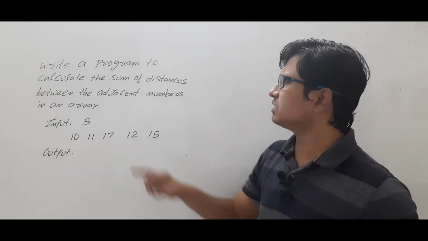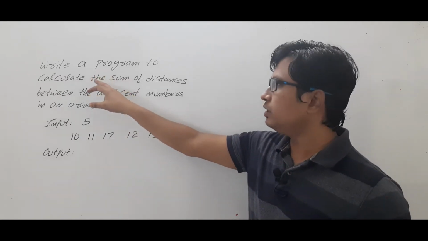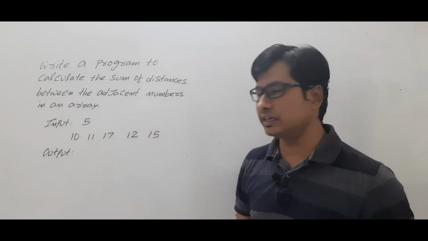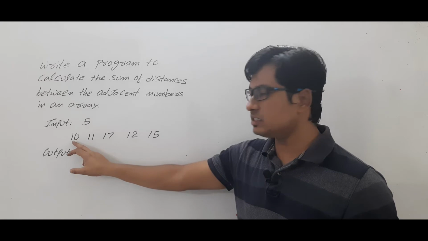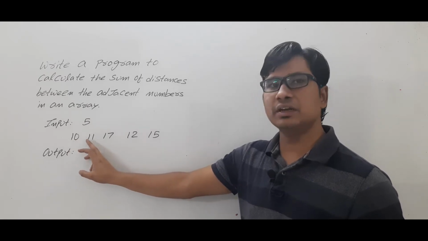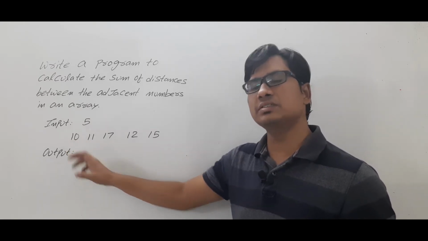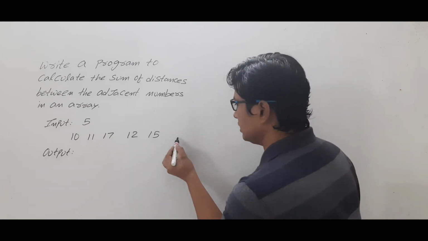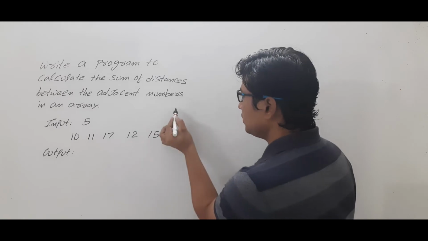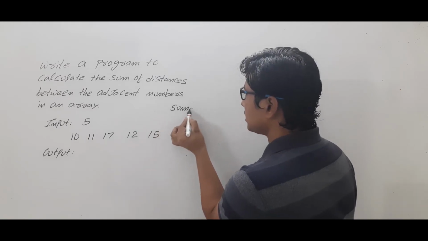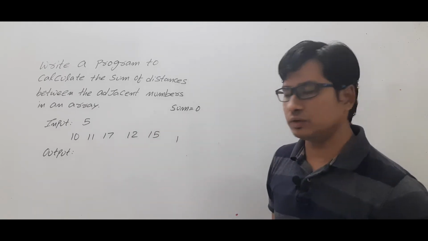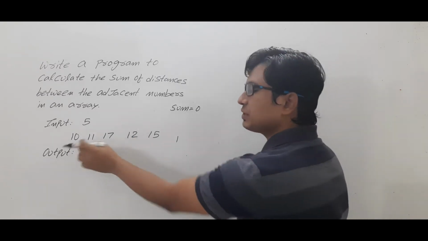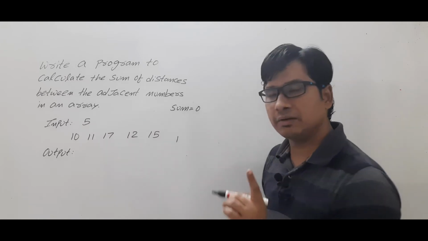Now what they are asking is to write a program to calculate the sum of distance between the adjacent numbers in an array. Now look here, this number is 10 and this number is 11. What is the difference between these two numbers? 1. Is it clear? You will say minus 1, but it is 1. The distance is 1. So you will take some variable called sum. Initially you will make it 0. So now what you will do, sum is equal to sum plus whatever the difference. Now the sum value will become 1.